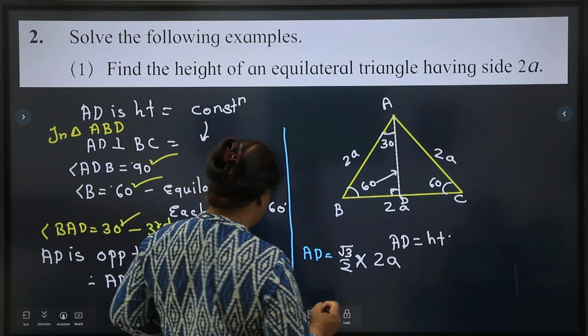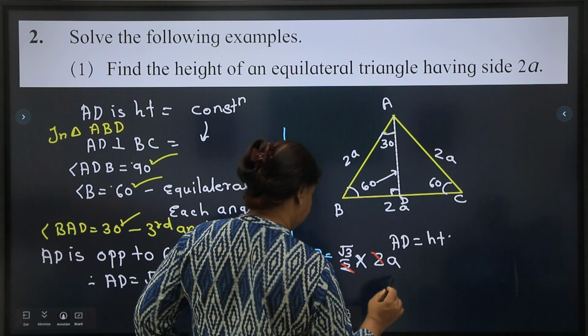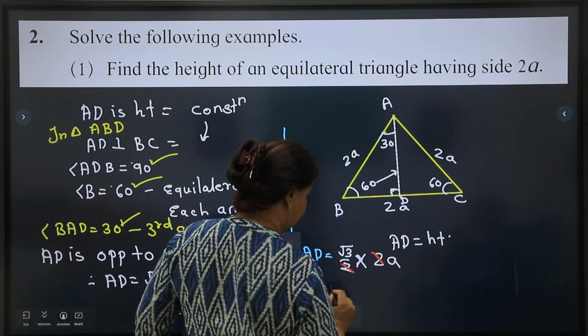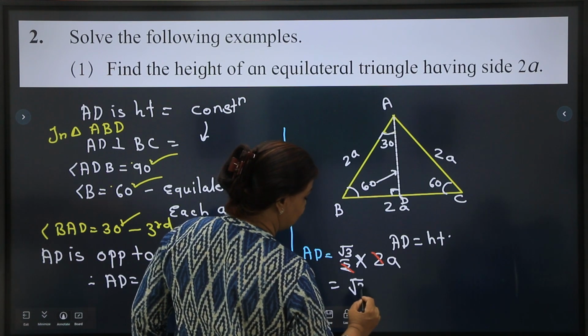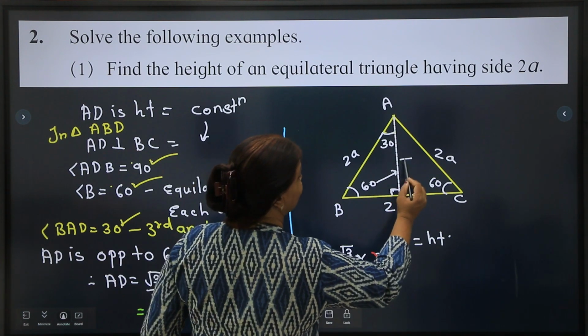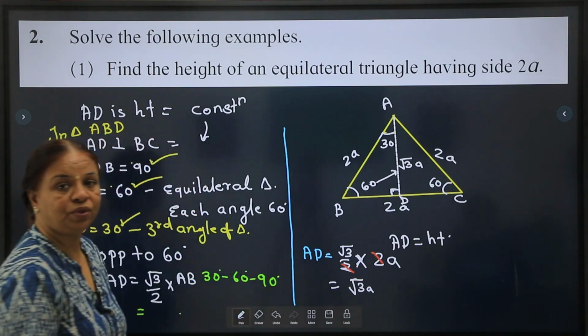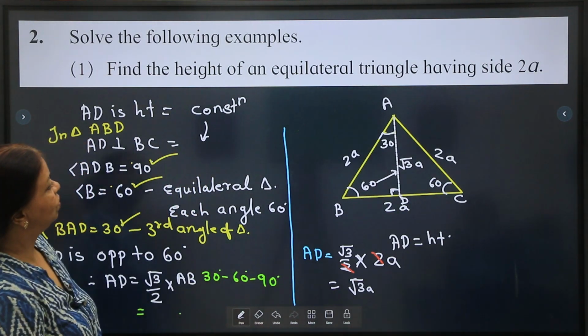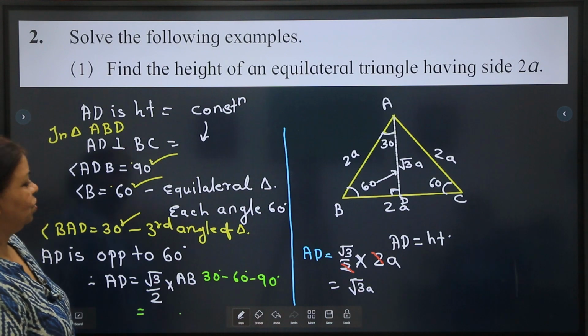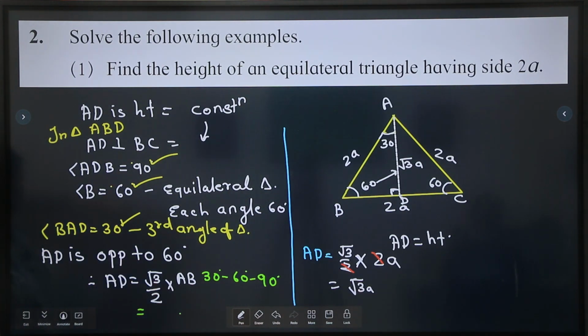So, 2 and 2 will get cancelled and we will get AD as root 3A. So, height of the equilateral triangle is root 3A. That is what they were asking us to find out. You can pause the video and you can solve the sum, children.